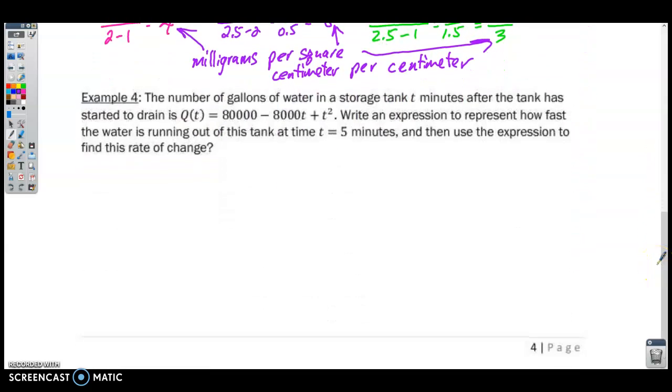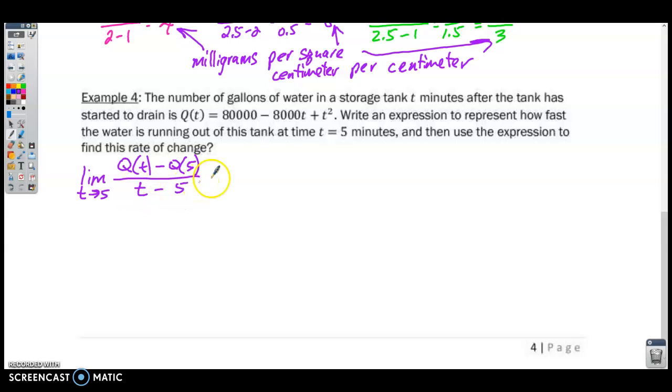The number of gallons of water in a storage tank T minutes after the tank has started to drain is Q of T equals 80,000 minus 8,000 T plus T squared. Write an expression to represent how fast the water is running out of this tank at time T equals 5 minutes, and then use the expression to find this rate of change. So I'm going to use the second style of difference quotient here in order to do this problem. I'm going to find the limit as T approaches 5 of Q of T minus Q of 5 all over T minus 5.